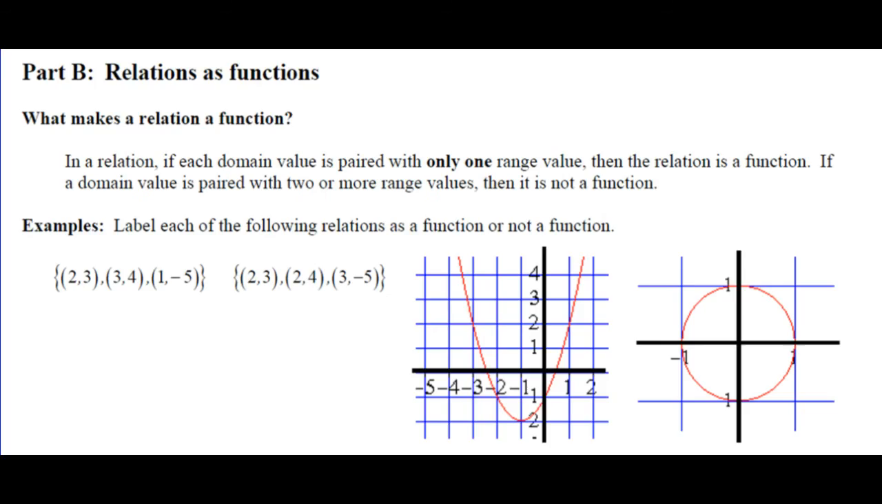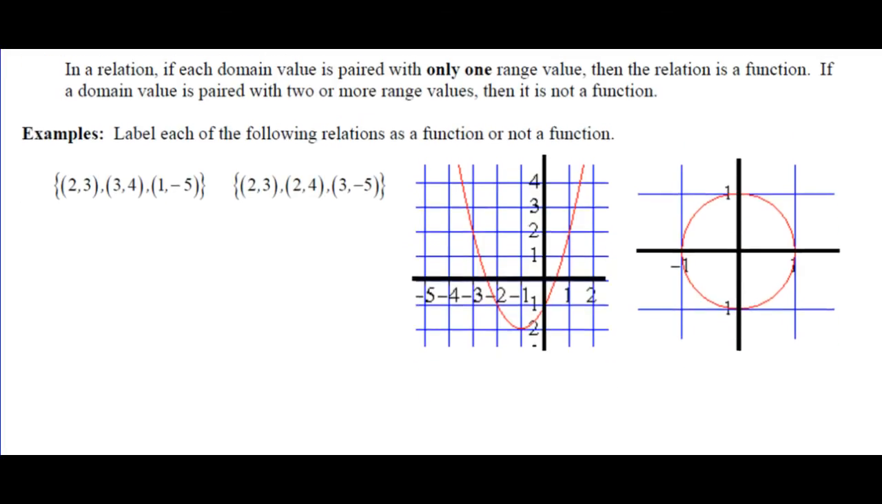Relations and functions. What makes a relation a function? We know this from 10C, right? In a relation, if each domain value is paired with only one range value, the relation is a function. If a domain value is paired with two or more range values, then it is not a function. So label as function or not. So yes, function or no? Function or no?